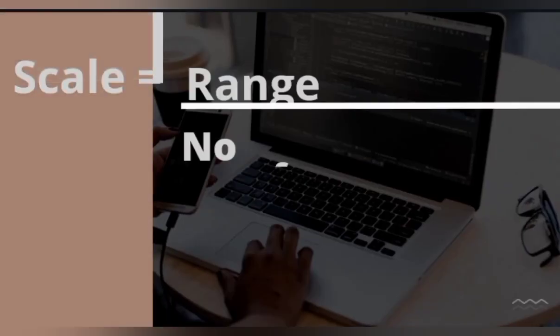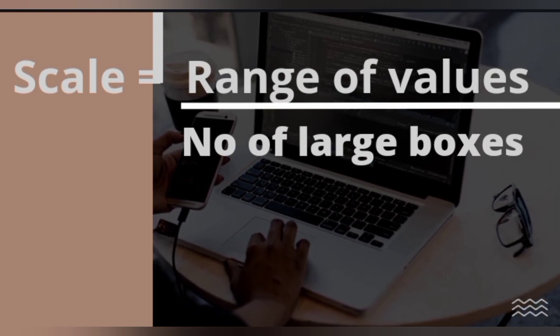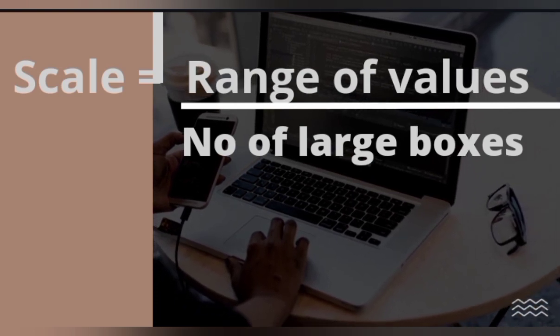Then what will be our scale? We can find our scale using this formula. That scale is equal to range of values over number of large boxes. Range of values over number of large boxes. Now let us first of all look at how we could get our number of large boxes. And look at this graph sheet here.